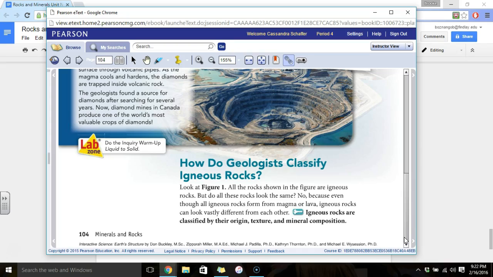How do geologists classify igneous rocks? Look at figure 1. All the rocks shown in the figure are igneous rocks, but do all these rocks look the same? No, because even though all igneous rocks form from magma or lava, igneous rocks can look vastly different from each other. Igneous rocks are classified by their origin, texture, and mineral composition.